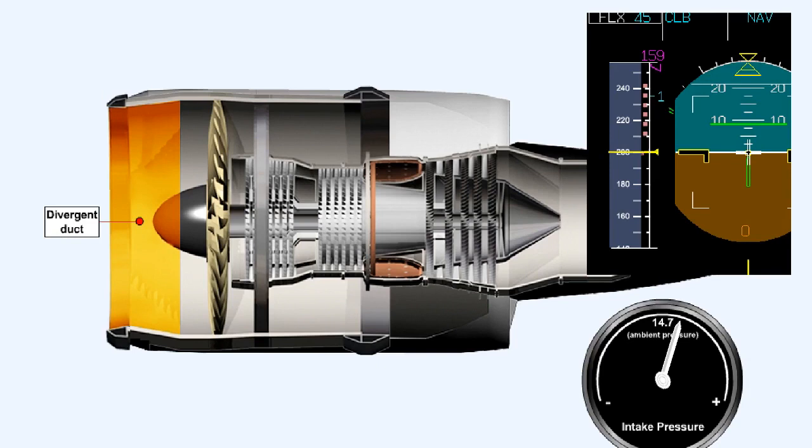The shape of a subsonic intake usually takes the form of a divergent duct. While the aircraft is moving at any appreciable speed, the divergence causes firstly a reduction of the airflow velocity between the lip of the intake and the inlet of the compressor, and secondly an increase of air pressure at the inlet of the compressor.